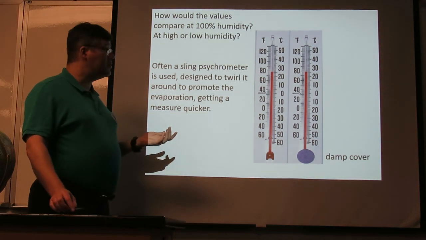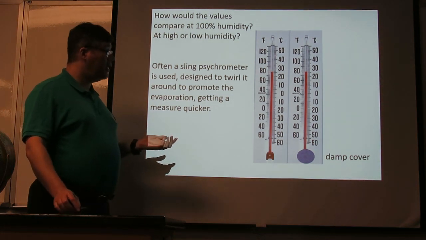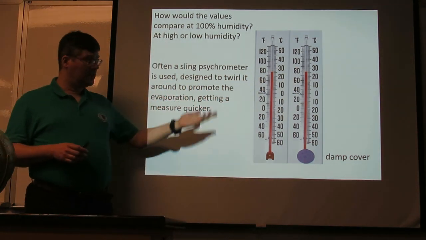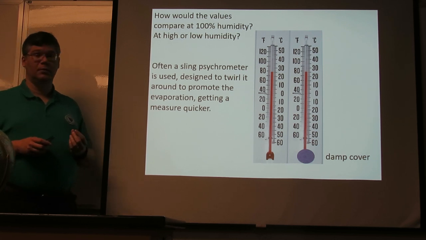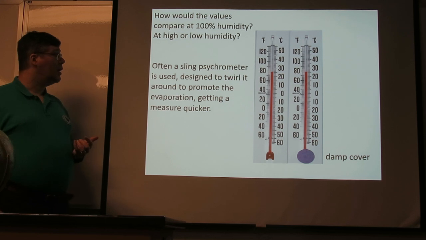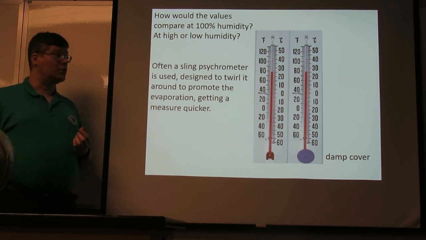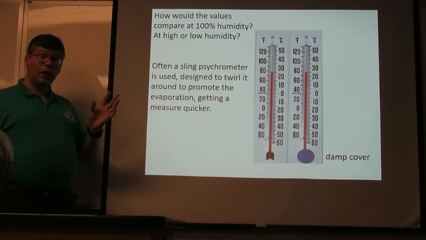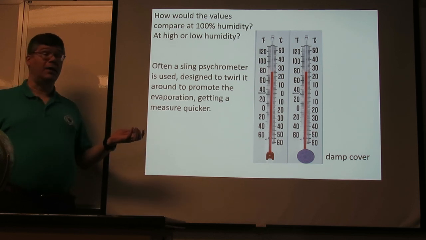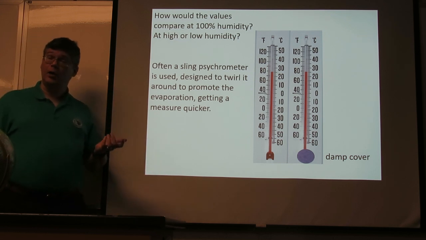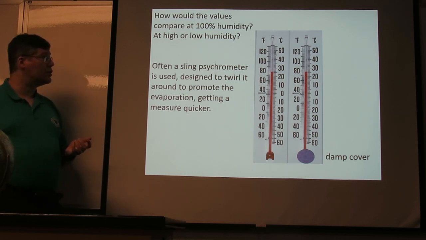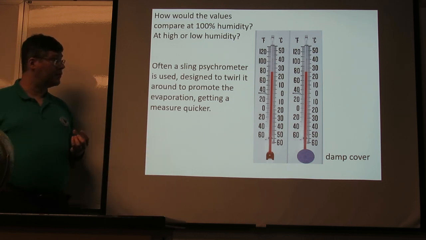If it were 100% humidity, then the two should be the same temperature, because evaporation is happening slowly, just as much as condensation, no change. If the temperature is close, but a little less on our damp one, that would be pretty high humidity. If the damp one gets a lot cooler, then that air must be pretty dry, so there's lots of evaporation, not much condensation, and there will be a bigger difference.